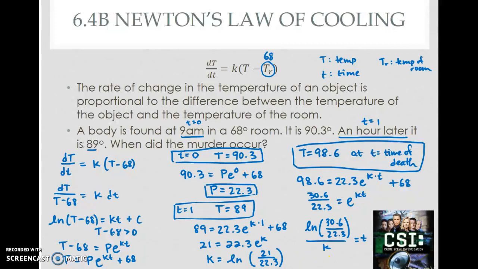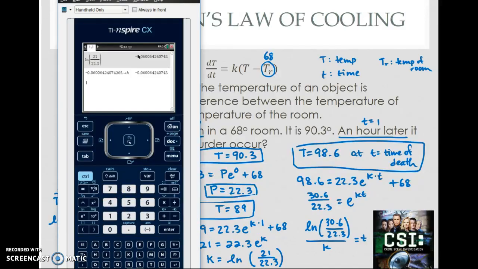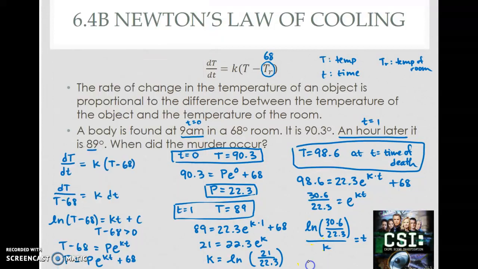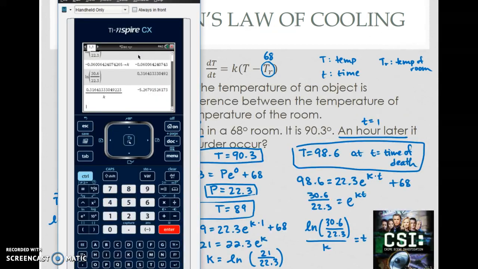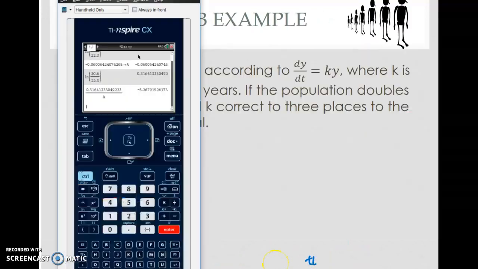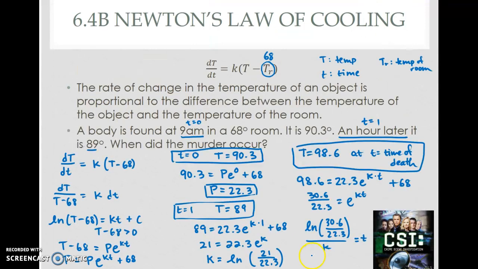So if I type that on my calculator, divide that by k, I get that the body was killed at t equals negative 5.267. And if you really want to be a detective, you would know that that's about 3:44 a.m. is when the body was killed.